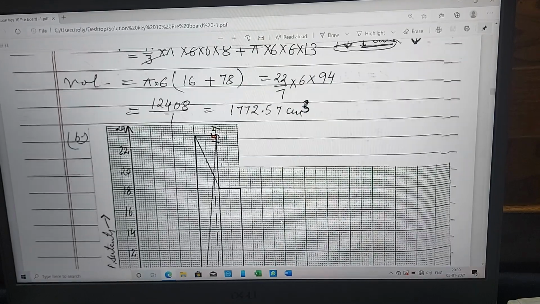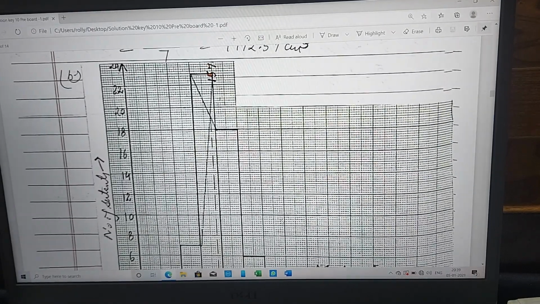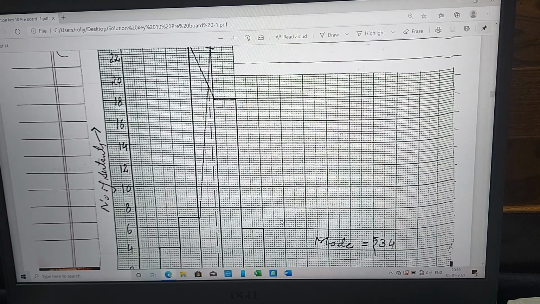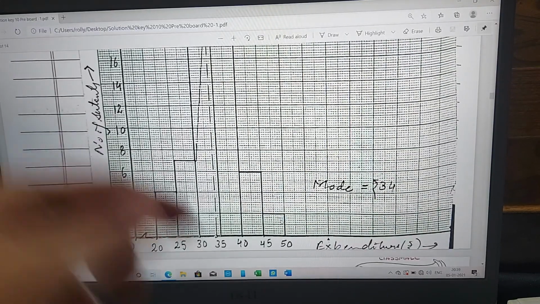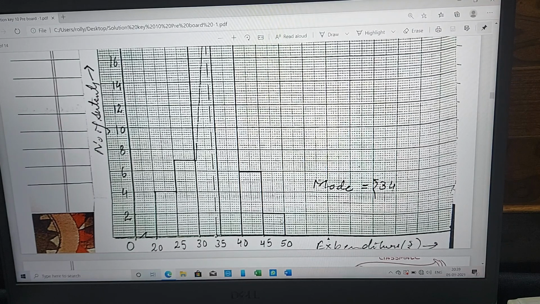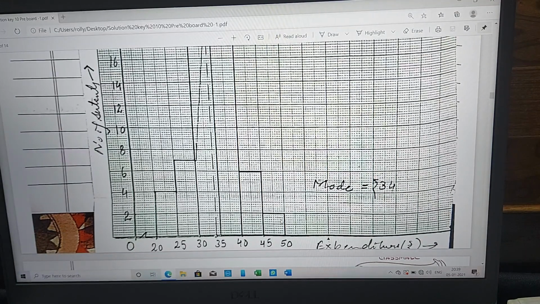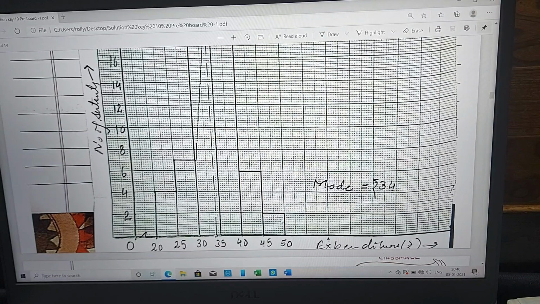Now coming to the mode question. Very smartly, children have not made the histogram, because it was not said that you have to make one. You are not supposed to make a histogram because it was not mentioned. So they have written that the mode is 30 to 35.